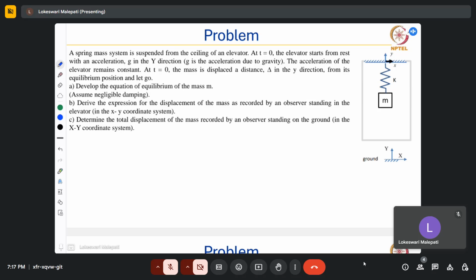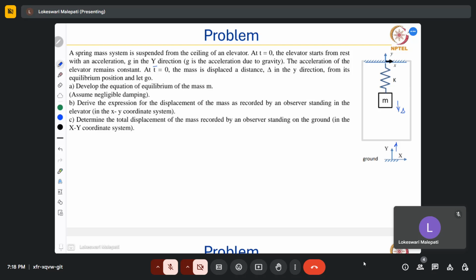So there is a spring mass system and there is no damper for this. This is suspended from the ceiling in an elevator, and then at time t is equal to 0, two things are happening. One is the mass is being displaced by a value delta, and also this elevator begins to accelerate in the upward direction. They said y direction, which is this upward direction. The acceleration of the elevator remains constant. So all these things are given. Now we have to derive a few things for this case.